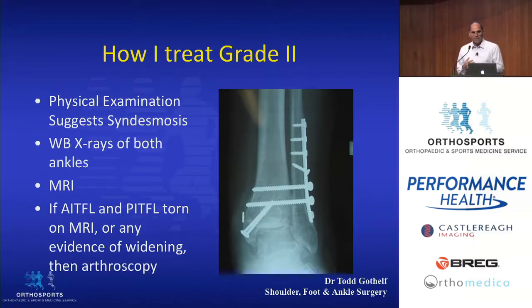So basically, this is how I treat ankle syndesmosis injuries. I do my physical exam. If those findings suggest a syndesmosis injury, I'll order weight-bearing x-rays of both ankles to see whether there's gross instability. I'll order an MRI as well, because sometimes it's pretty subtle and hard to see. And if it shows the AITFL and PITFL are both torn, or there's evidence of widening, then I'll proceed to arthroscopy with fixation if it looks unstable.